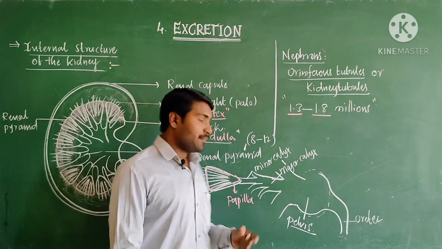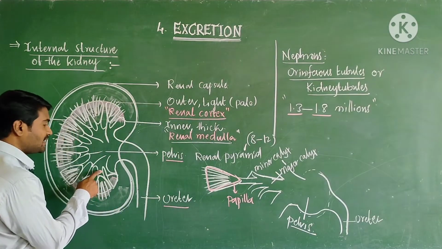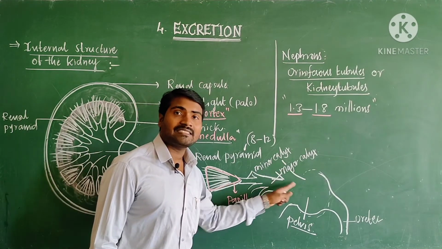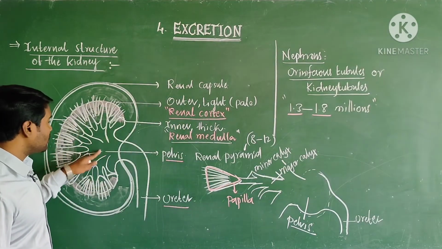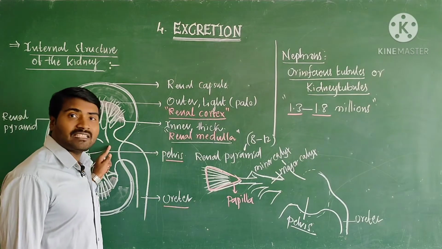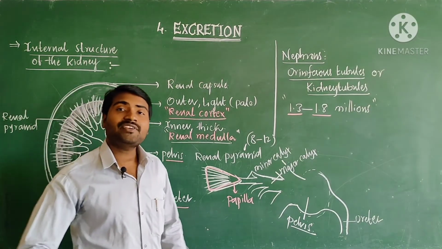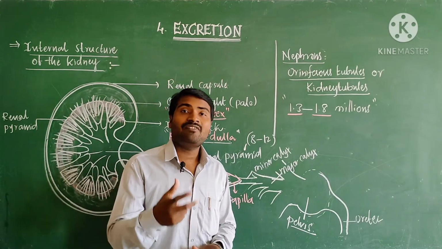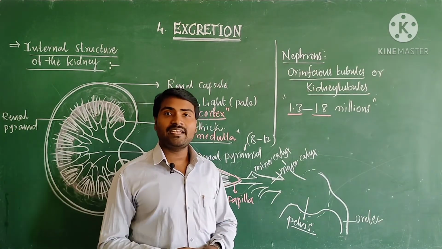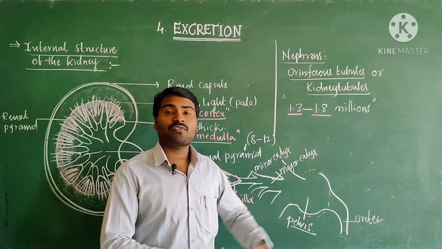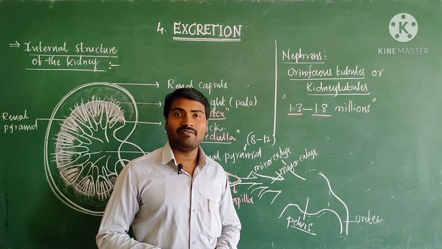All the renal pyramids open into the minor calyx. The minor calyx opens into the major calyx. The major calyx opens into this region which is called the pelvis. The pelvis gives rise to the ureter. As we already know, the blood vessel which enters the kidney is known as the renal artery, and the blood vessel which comes out from the kidney is known as the renal vein.